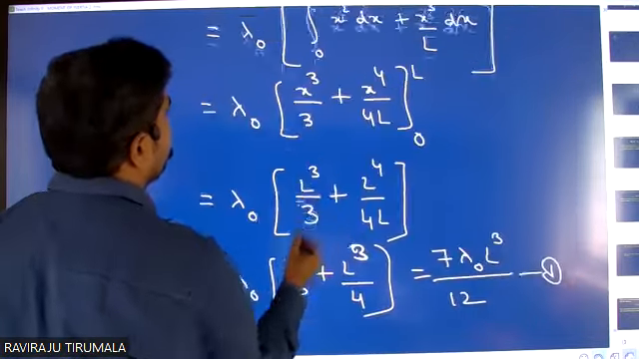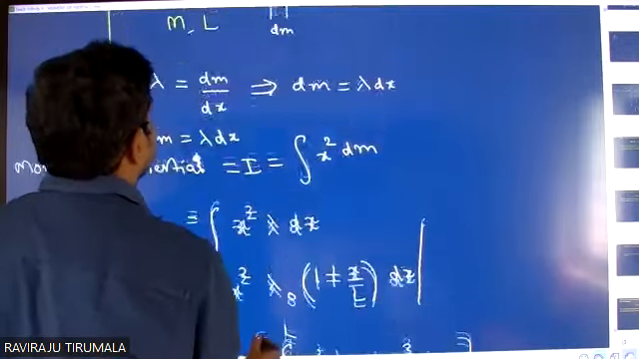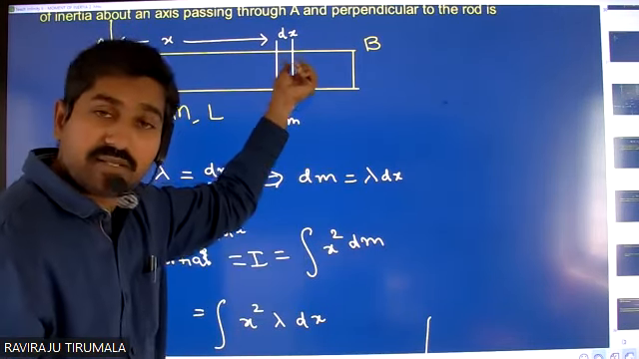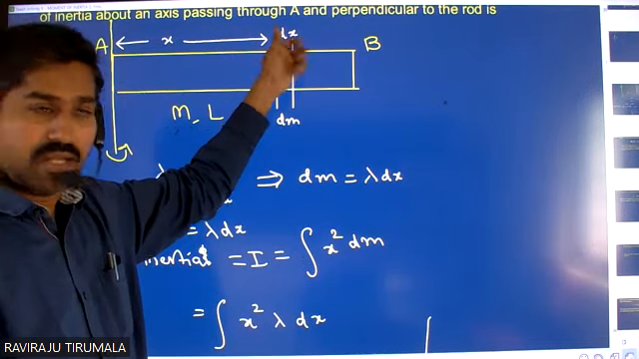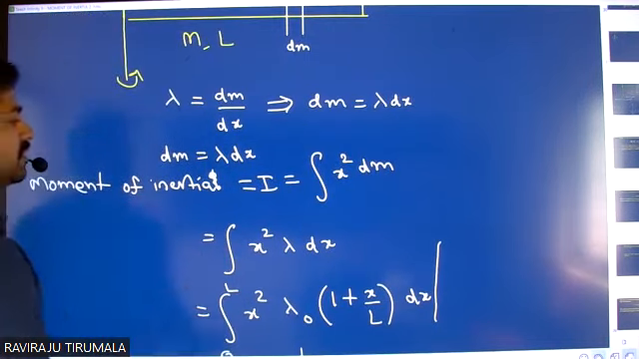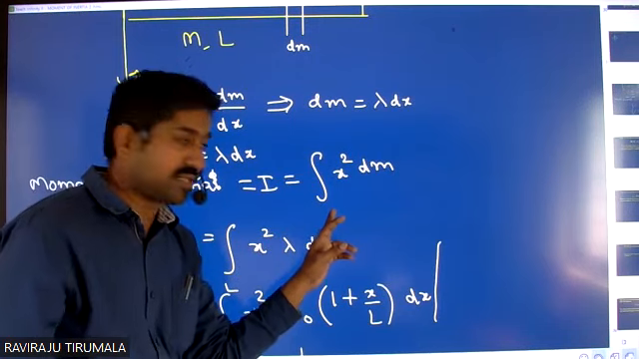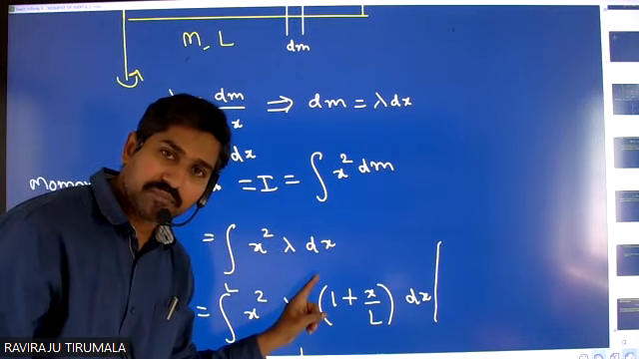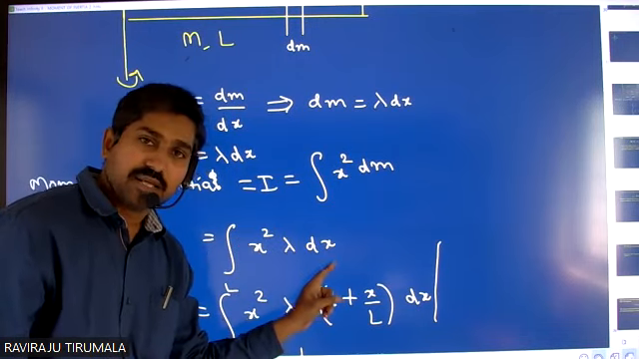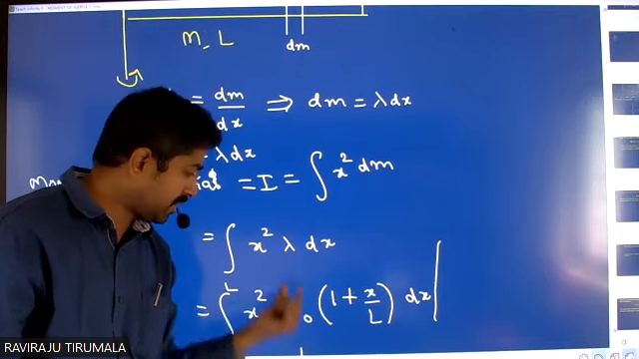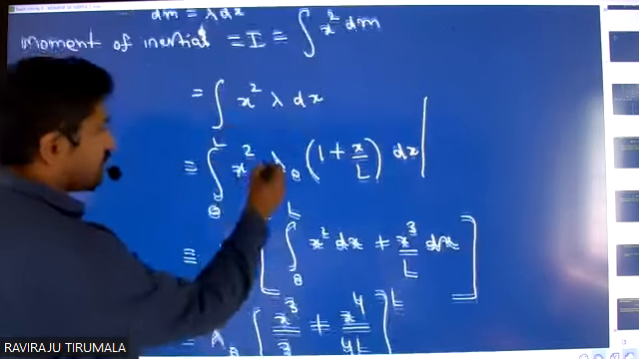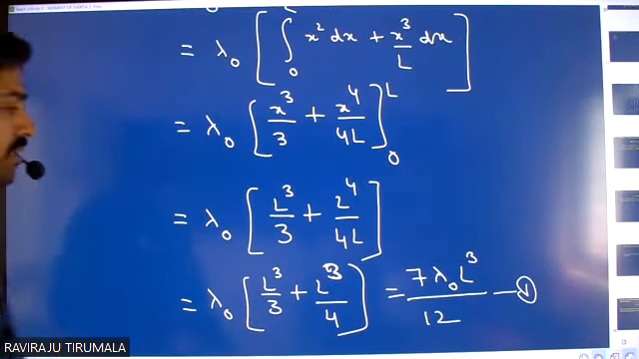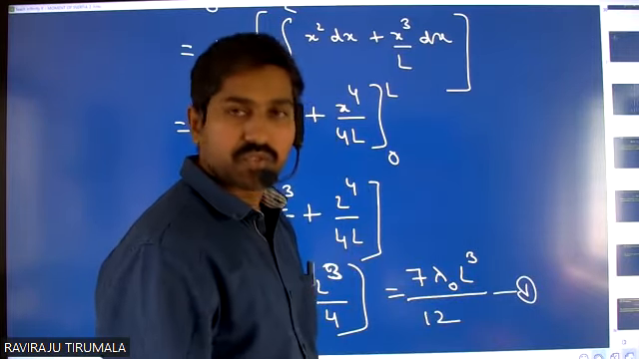Again you see the same derivation. We have just taken a small element of mass dm whose length is dx at a distance x, and directly we have substituted in the formula of moment of inertia by using the integration method, that is integral x square dm. In place of dm we can write lambda dx, and how lambda varies was already given in the question. That we substituted and calculated through the integration method, and by substituting the upper limit and lower limit we got 7 lambda naught L cube by 12.